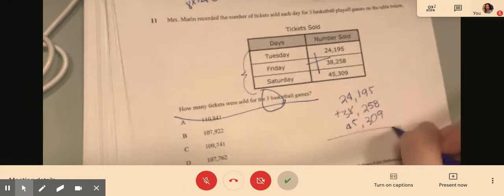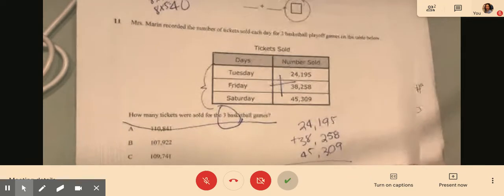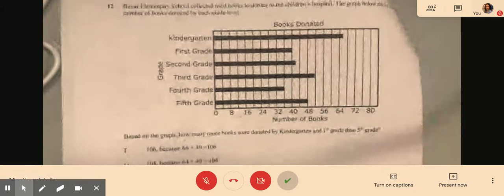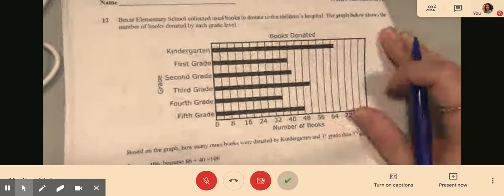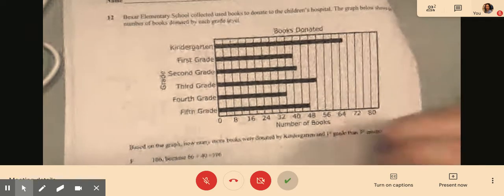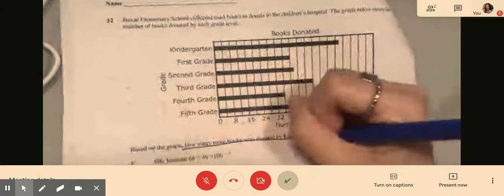You find the sum, and that is going to be your answer. And the last question. I need you to pay extra close attention because I know we haven't gone over graphs, so I'm going to teach you the strategy. So it says Bexar Elementary School collected used books to donate to children's hospitals. The graph below shows the number of books donated by each grade level. Based on the graph, how many more books were donated by kindergarten and first grade than fifth grade?